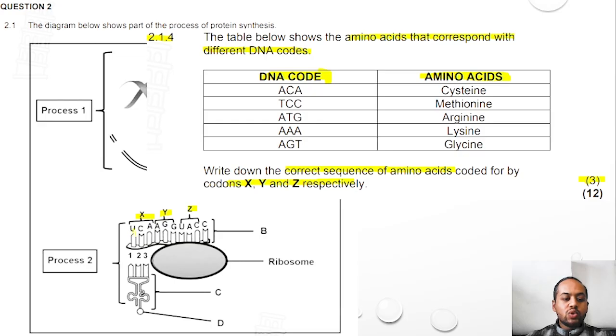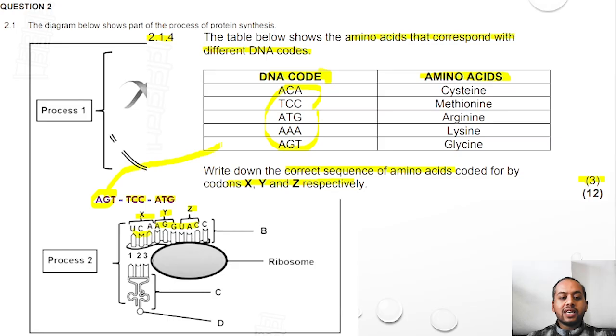So here you have X, Y, and Z. X says UCA, but we need the DNA code. So we change UCA. The opposite of U would be A, opposite of C would be G, and opposite of A would be T. Therefore, the first DNA base sequence at X would be AGT. Then for AGG changes to TCC. And lastly, UAC changes to ATG.